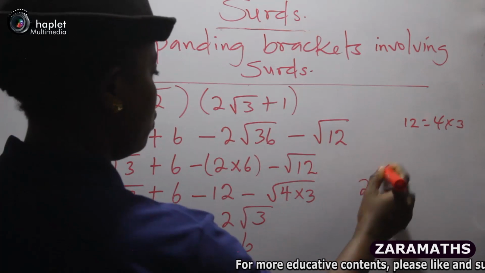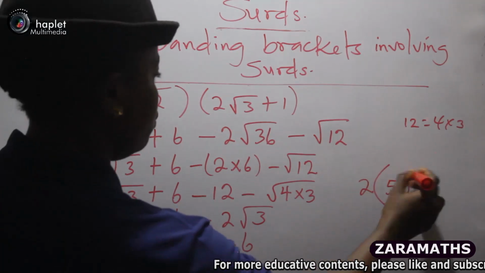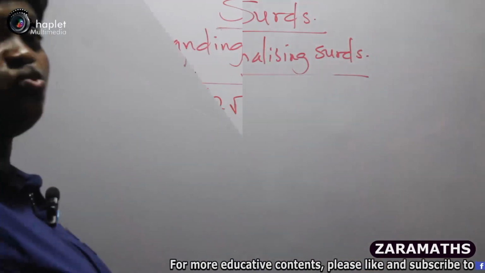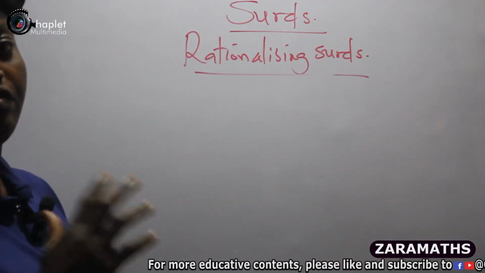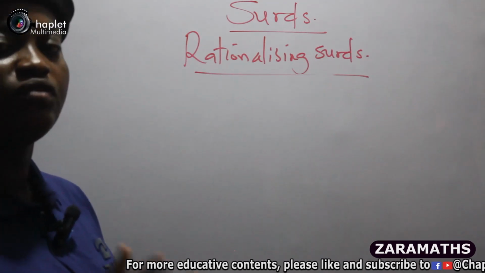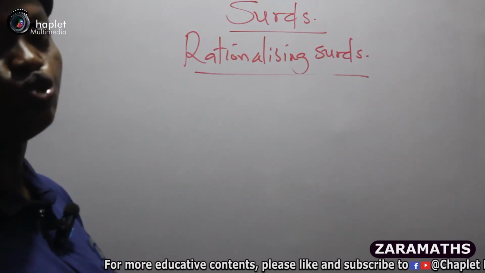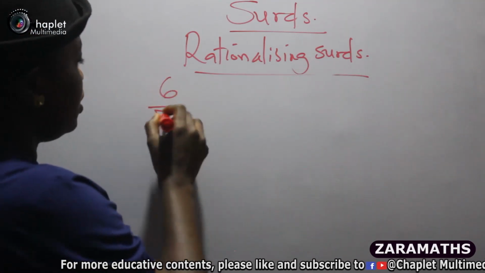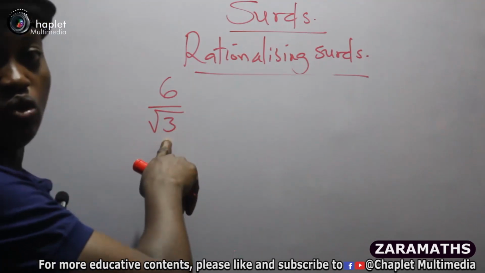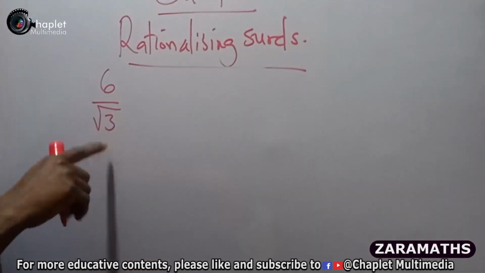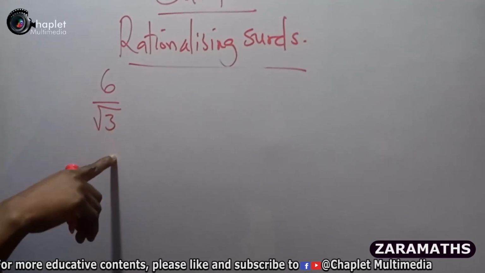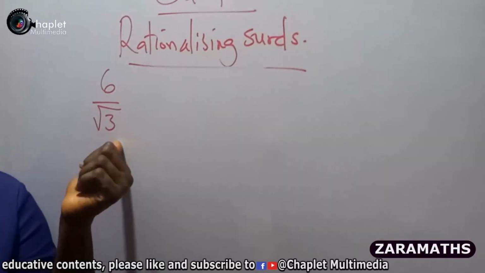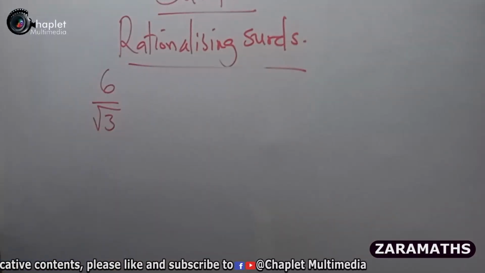So this becomes 2(5√3 - 3). Rationalizing is where the denominator of a fraction is converted from an irrational number to a rational number. If, for example, you are given 6 over √3, remember this denominator is an irrational number, in surd form. So to rationalize it means that we are going to be converting this denominator to a rational number. So how do we do that?